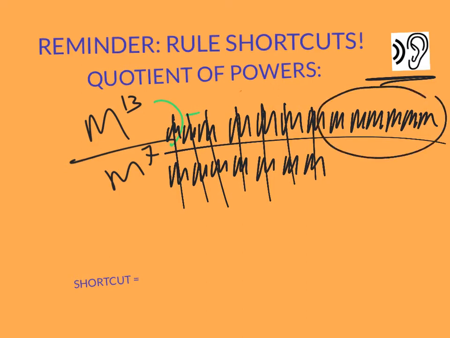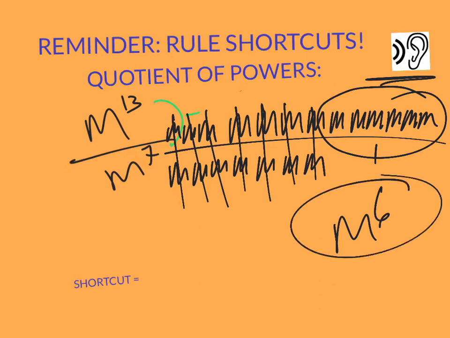What are we left with? We're left with m to the 6th in the numerator. So m to the 6th over 1, which again, we don't need to write. But m to the 6th power would be our answer. And again, our shortcut back to this original was just subtracting. 13 minus 7 does equal 6. M to the 6th power. So your shortcut is to subtract your exponents.